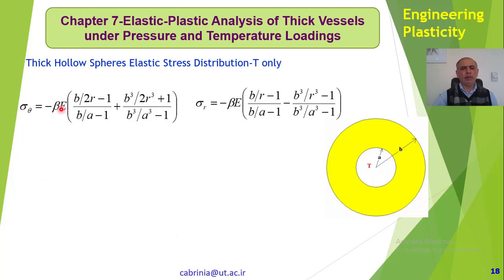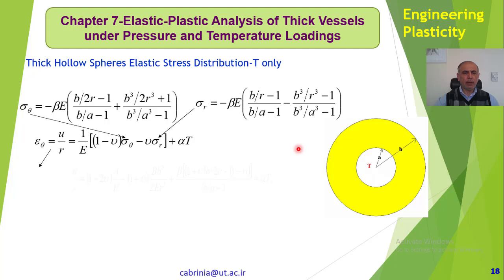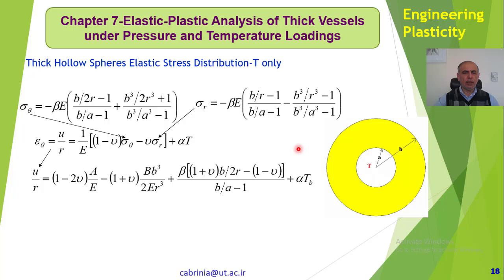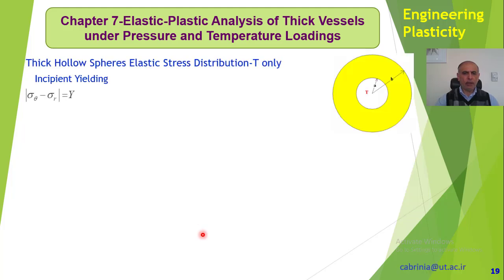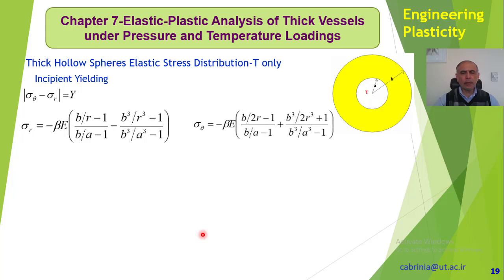Okay, so this is the alternative solution that I'm explaining, and simplifying, we get the same equations as we had before. Substituting in the strain distribution, we get a substitute for sigma theta and sigma R, and considering this U divided by R, we get this relationship. Therefore we have U from here. Now let's go to incipient yielding. So these are the stress distributions due to the temperature only.